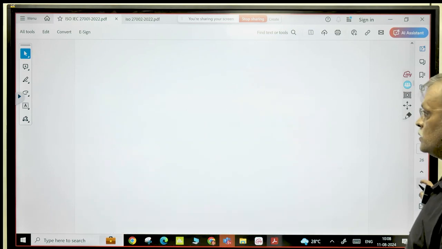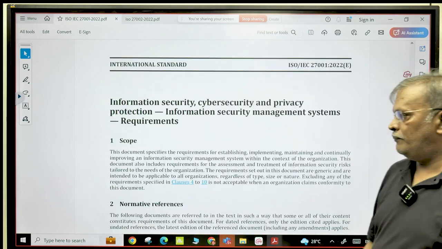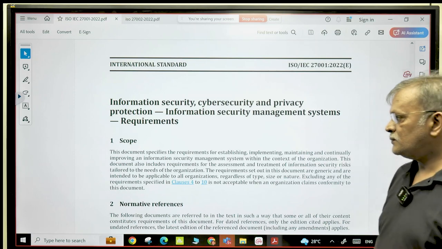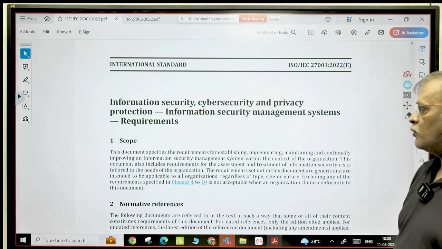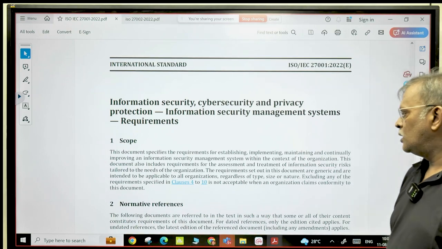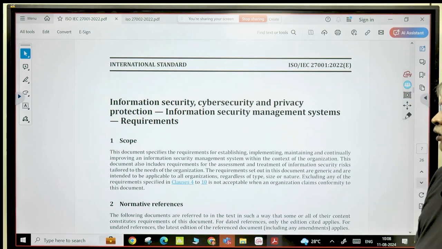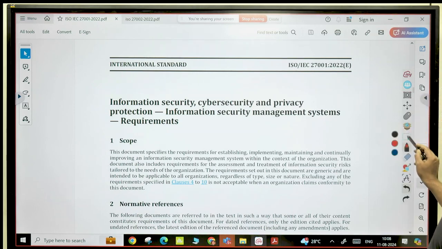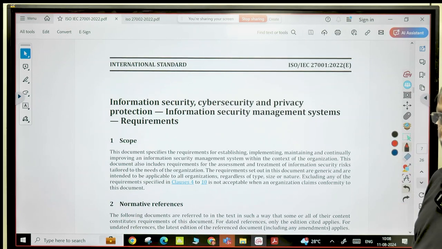So let's quickly jump into the standard now. Clause number 1, scope. This document specifies the requirements for establishing, implementing, maintaining, and continually improving an ISMS within the context of the organization. This document also includes requirements for the assessment and treatment of information security risks tailored to the needs of the organization. The requirements set out in these documents are generic and are intended to be applicable to all organizations, regardless of type, size, or nature.